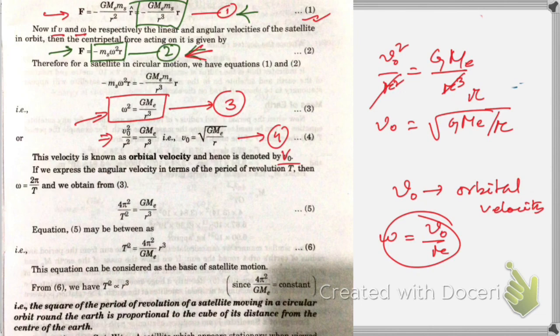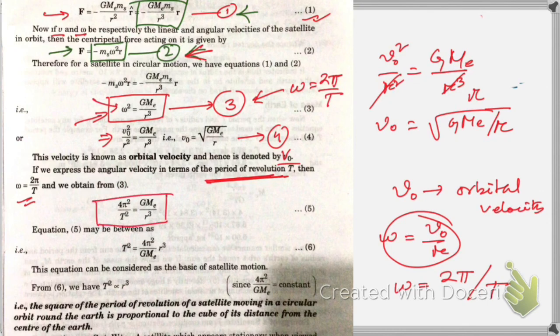Now the angular velocity omega can also be expressed in terms of the time period. It's given by 2 pi by capital T, where capital T is the time period, or period of revolution, of the satellite. So omega is equal to 2 pi by T. If you use this expression in equation number 3 again, you're going to get this relation, and from it you will get T square equal to 4 pi square by capital G capital M_E into r cube. That's what we have got. This is equation number 6.